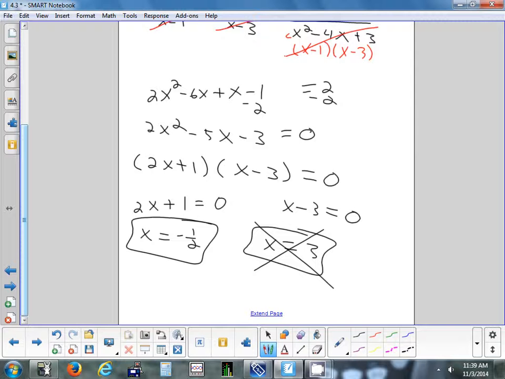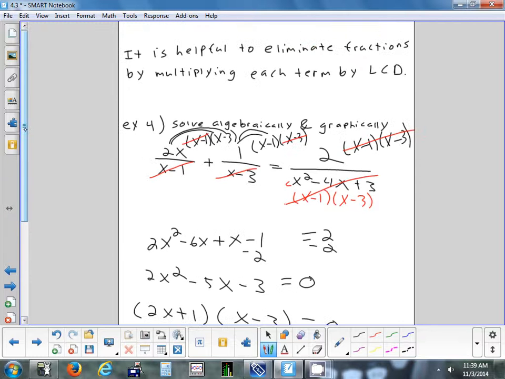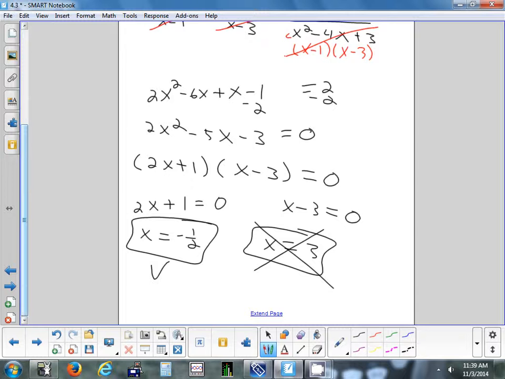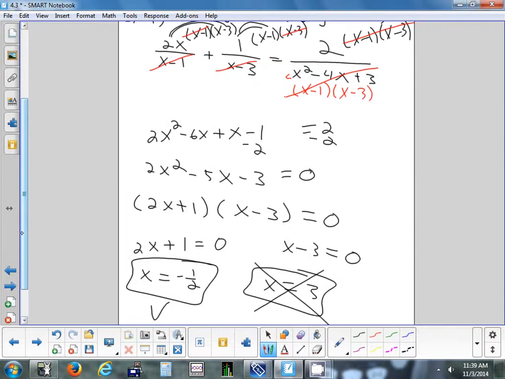It's not that we did something wrong. It's just that it's extraneous. Now, if you check negative a half, it will work. So that I won't go through, but it does work. So on a test, if you forgot to cross out x equals 3, I'd take a point off for that, because that answer does not work. Just the negative a half. Any question on that?